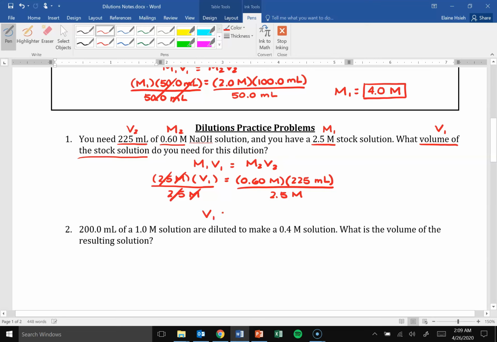V1 is then isolated. In the calculator, we're going to type in 0.60 times 225 divided by 2.5. And the answer is 54 milliliters. Since V2 is rounded to the whole number, then I'm going to leave V1 as a whole number as well.